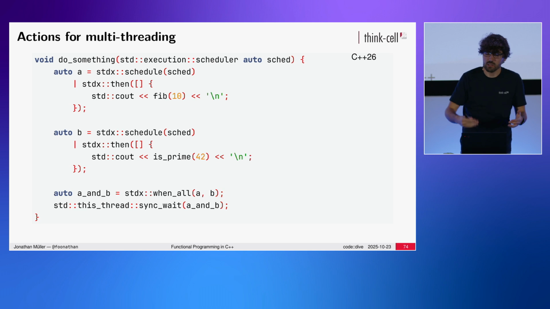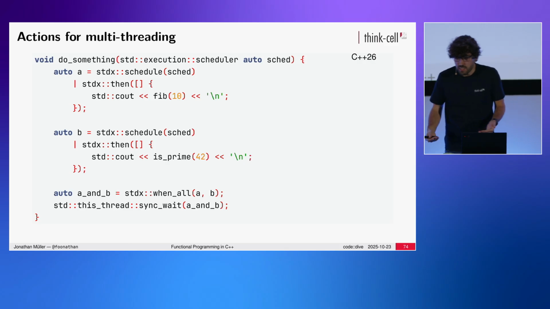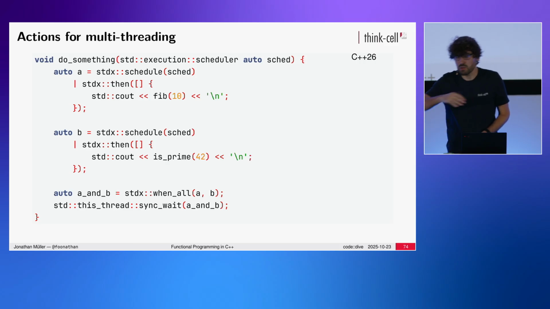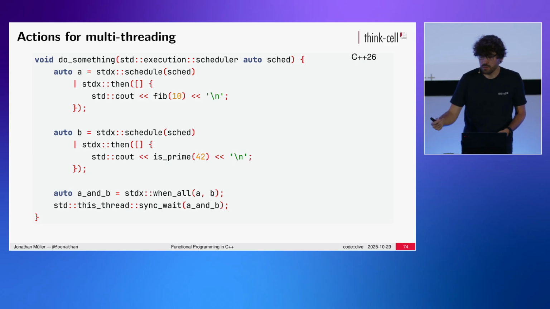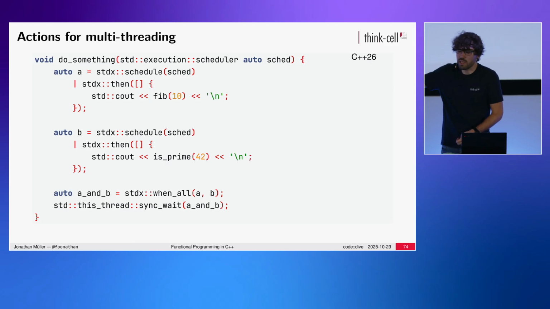And this is another action that will execute on a thread in the thread pool and compute prime 42. And we want to wait until both of them are done, so we use when all, which takes multiple senders and waits for all of them to be done. And so far, we haven't really done anything, we've just composed actions. And then in the final line, we say, okay, now start executing the action and wait until they're done.